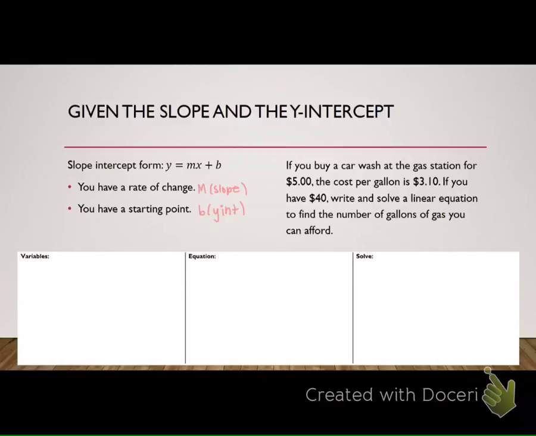So what is your slope here? What is your slope? $3.10. So the cost per gallon is your slope. What do you guys think your y-intercept is? $5. That's your initial cost. You've paid $5 so far, right? You've given $5 for a car wash. Now you have to continue to buy gas.